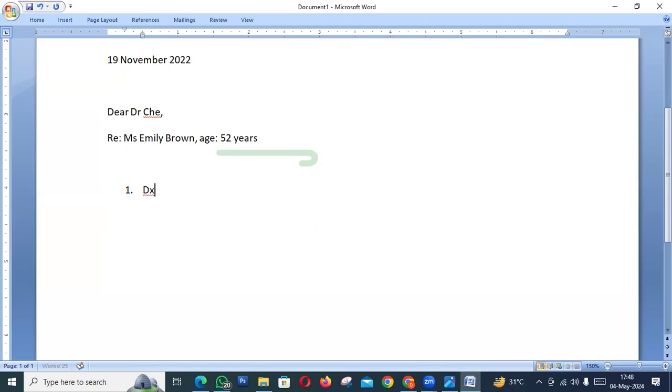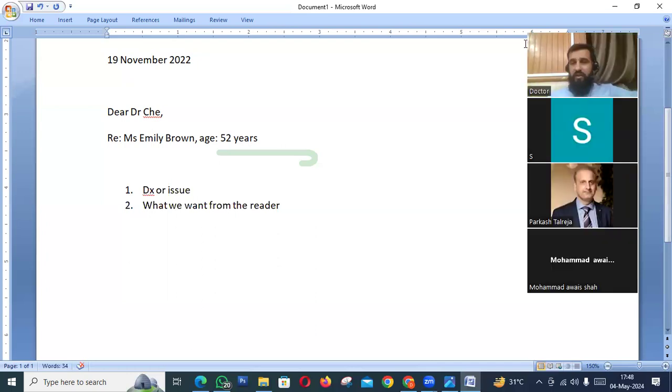Diagnosis, or I can even say issue. Sometimes this is not a diagnosis, sometimes just an issue, okay? Diagnosis or issue of the patient, and number two, what we want from the reader for this patient. If you miss any of these two things, you will lose marks in your purpose. And if you get 1 out of 3 in your purpose, you will not get a B grade. And if you are a nurse, even C plus is a little bit difficult for you if your purpose is not good.